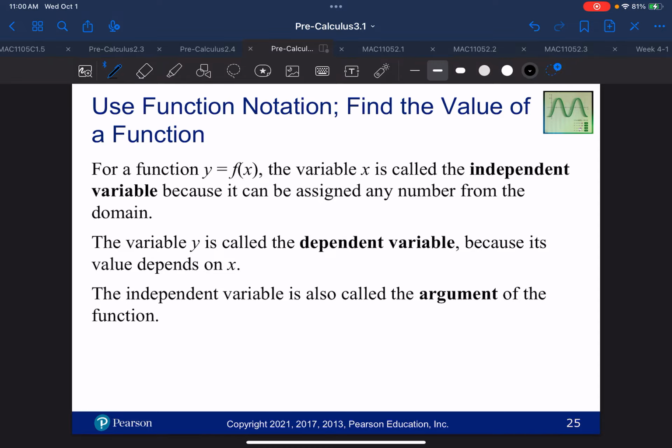So for a function y equals f of x, the variable x is called the independent variable because it can be assigned any number from the domain. And y is called the dependent variable because it depends on x. It is dependent on x. Whatever value we plug in for x will change the value that we get for y. And the independent variable is also called the argument of the function.